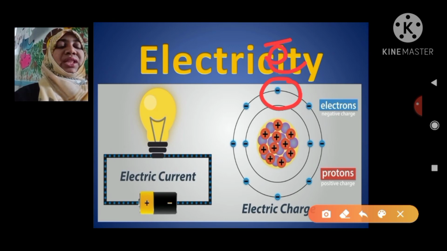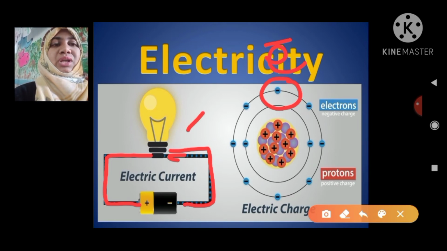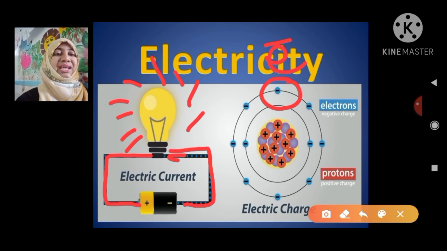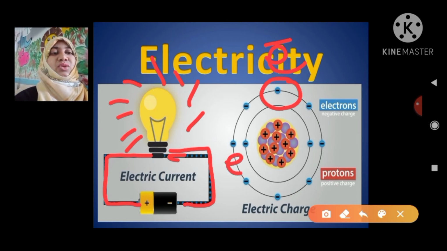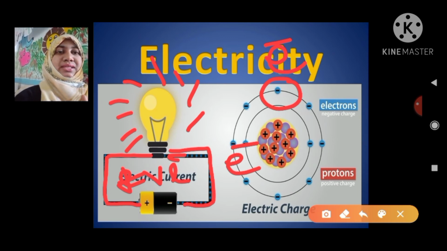When these electrons move like this and finally pass through this, the circuit is completed. Only when the circuit is completed is there a possibility of lighting; the bulb will glow. So what is this called? The movement of the charges. Here negative, here positive. This flow of electrons in the circuit is known as electricity.